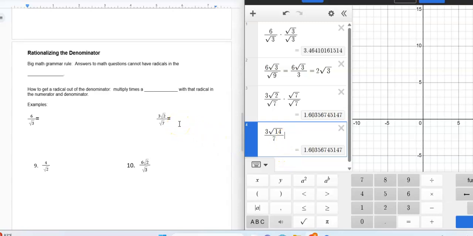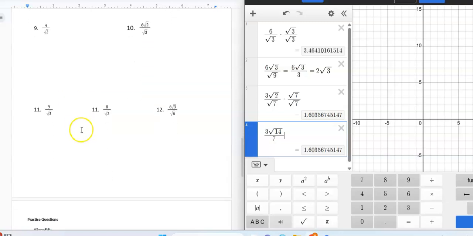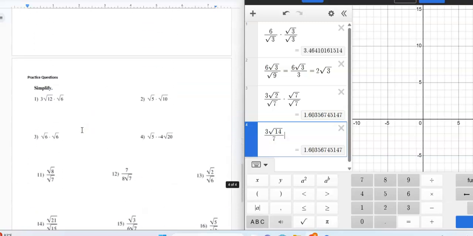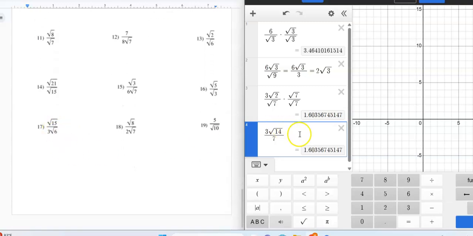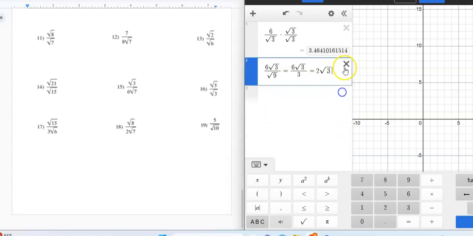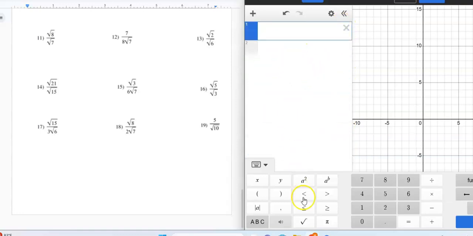That is the answer. And that's how you do these. And here's some more trying-it-out stuff. I'm going to do 17 so I can do one more example for you. I got the square root of 15 and it is being divided by 3 times the square root of 6.